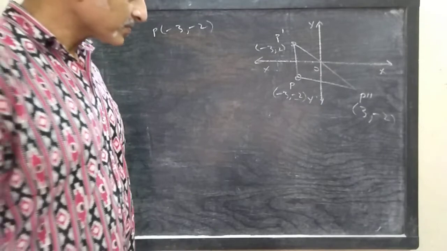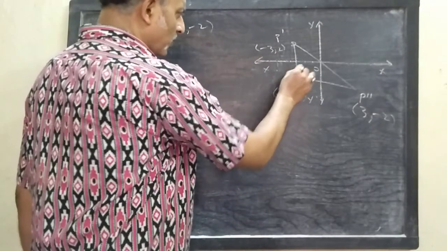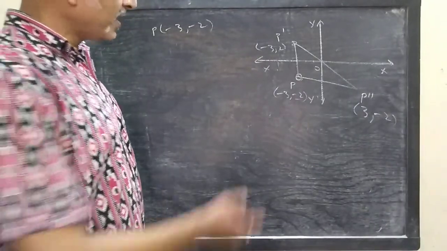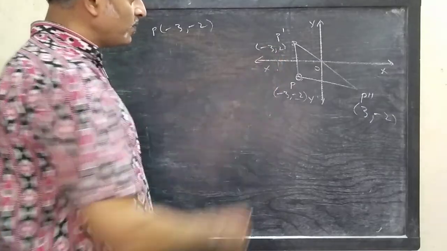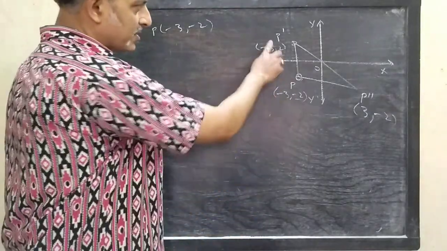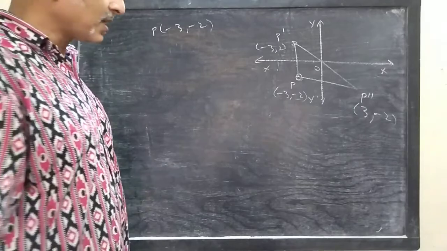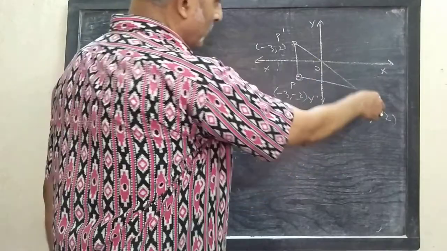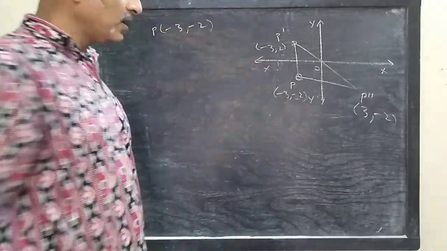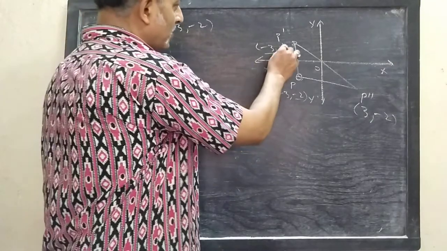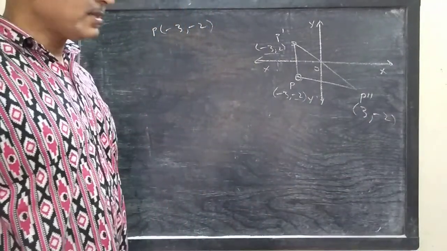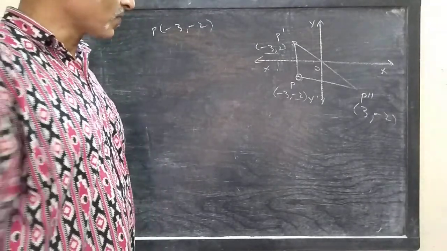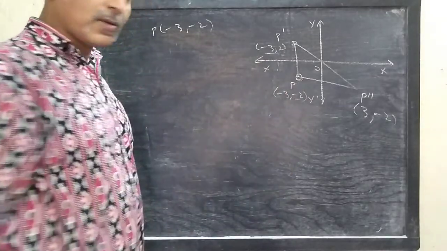Let us recap. Initially you are given this point P, which is situated at the point minus 3 comma minus 2. You are asked to reflect this point in x-axis. You got the point P dash minus 3 comma 2. Look, abscissa remains fixed, ordinate changes its sign. Next you are asked to reflect this point in the origin. You get P double dash. In case of P double dash, the abscissa and ordinate both change their sign, because when a point is reflected in the origin, its abscissa and ordinate both change their sign. So the point minus 3 comma 2 goes to 3 comma minus 2.